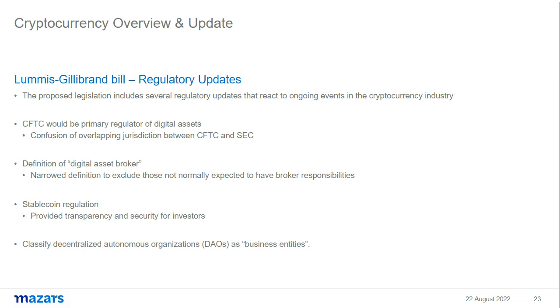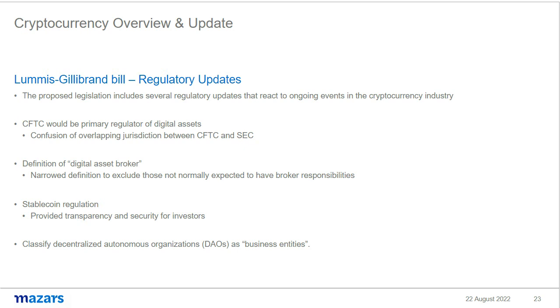The first of which would make the CFTC the primary regulator of digital assets and cryptocurrencies, although with some exceptions. Currently, there's a lot of overlap among the CFTC and the SEC regulatory bodies, which has led to a lot of confusion on who has jurisdiction in certain cases and which standards those in industry must abide by. The SEC would still have jurisdiction in cases where digital assets are classified as securities, but the CFTC should have jurisdiction in most other cases, including where cryptocurrency is classified as a commodity or a quote-unquote ancillary asset, which is a newly defined term by the RFIA.